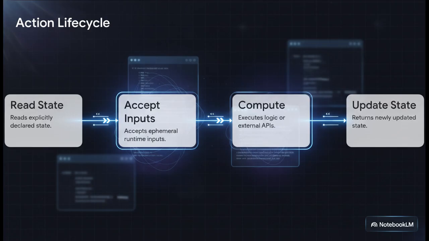First, it reads exactly the state it declared it needs, nothing more. Second, it accepts any ephemeral runtime inputs from the user or the system. Third, it computes something, like calling out to an LLM or hitting a database. And fourth, it returns a freshly updated state. This design is what completely eliminates those hidden control flows that keep you up debugging at 3 a.m. and ensures your AI application is completely observable from the outside in.